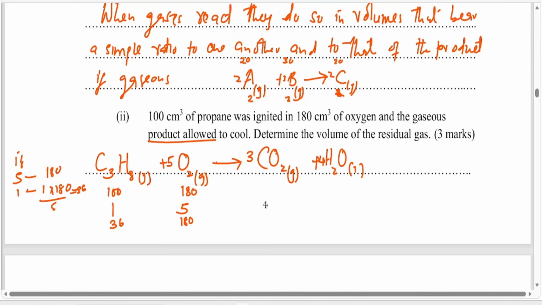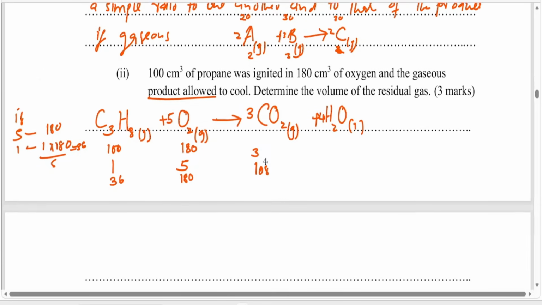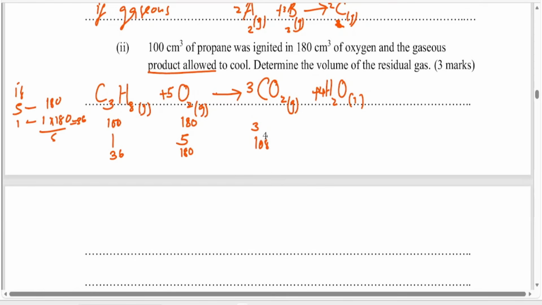So the one that was in excess is now ethane. If 1 mole is 36, 5 is 180, 3 moles will be 36 times 3, and that gives us 108, because now you can see it is 1 is to 5 is to 3. 108 cubic centimeters. And now, with this piece of information, we have a given amount of ethane or propane that has not reacted.